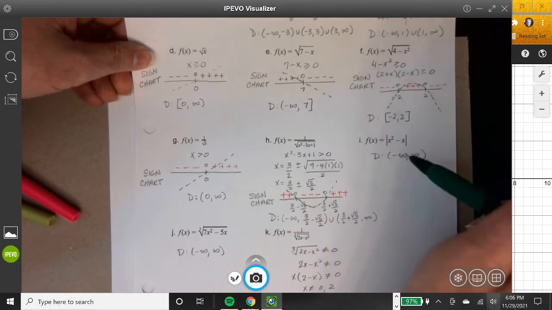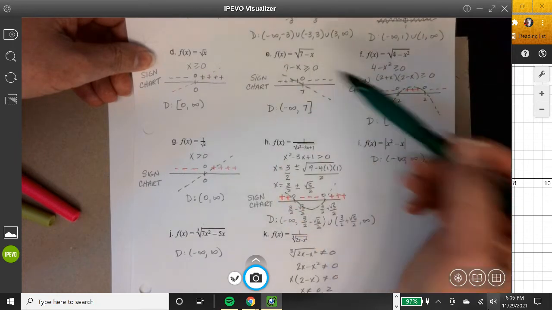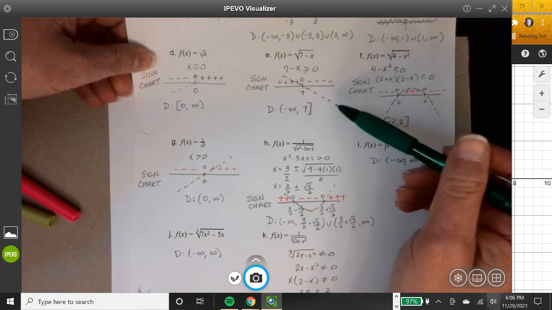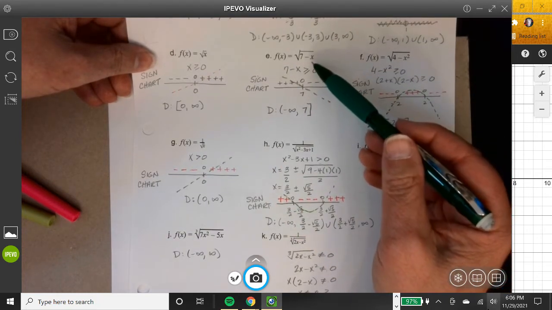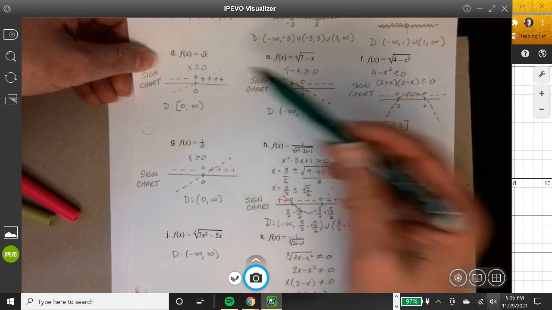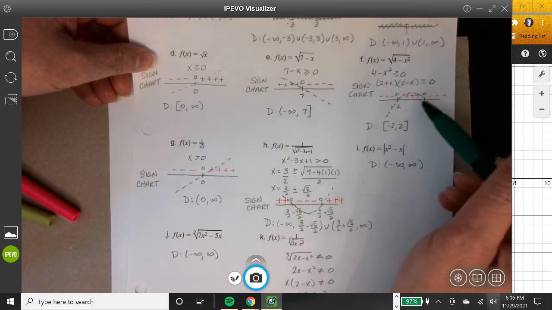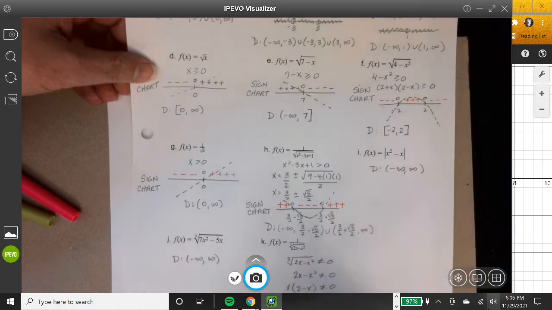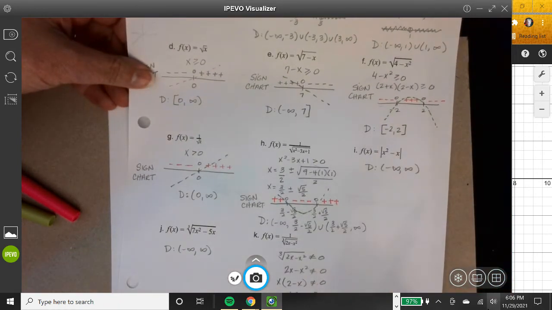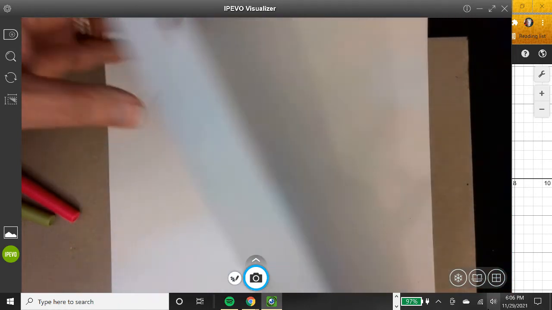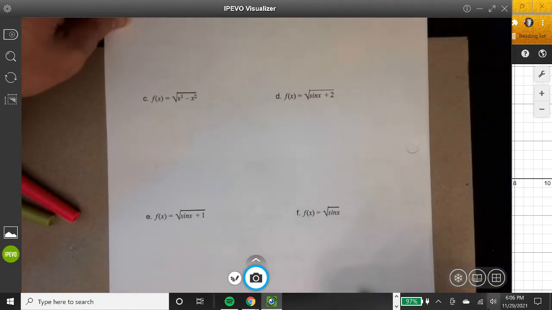Inequalities like greater than or less than, greater than or equal to, those all require a sign chart. Why? Because you can't take the square root of negative numbers. So you got to know when the curves are negative. So you can exclude those from your domain. All right, let's do some more challenging ones.